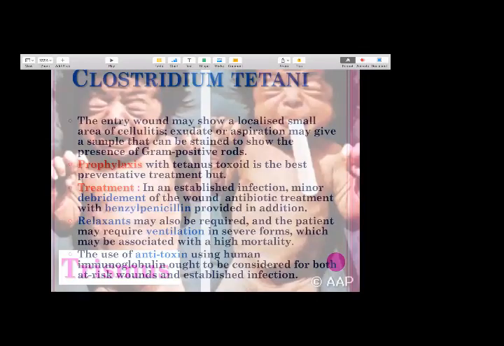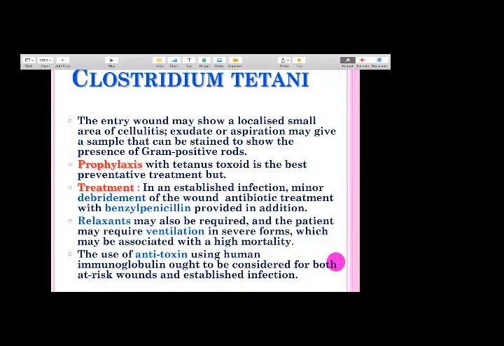Now, the entry wound may show a localized small area of cellulitis. Exudate or aspirate may give a sample that can be stained to show the presence of gram-positive rods. Prophylactically, you give tetanus toxoid, the best preventive treatment. Treatment of an established infection requires debridement of the wound along with antibiotic treatment, with benzylpenicillin. Muscle relaxants may also be required because of spasticity, and the patient may require ventilation, as they can have respiratory collapse secondary to bronchospasm, which may be associated with high mortality. The use of antitoxin using human immunoglobulin ought to be considered for both at-risk wounds and established infections.